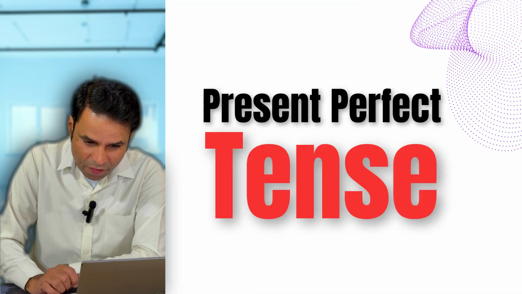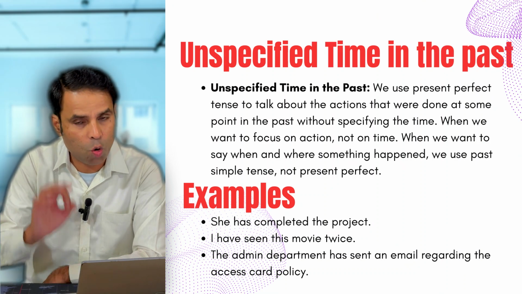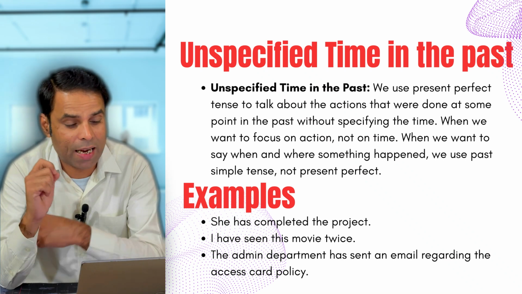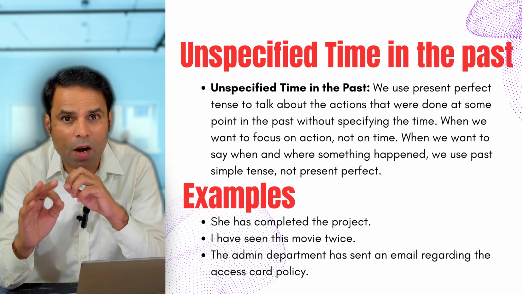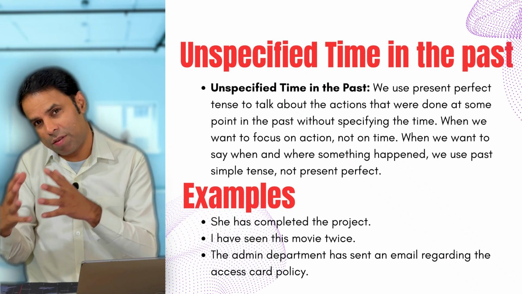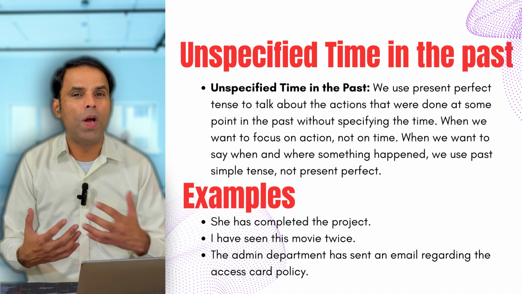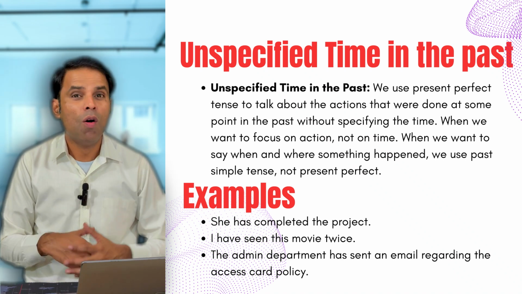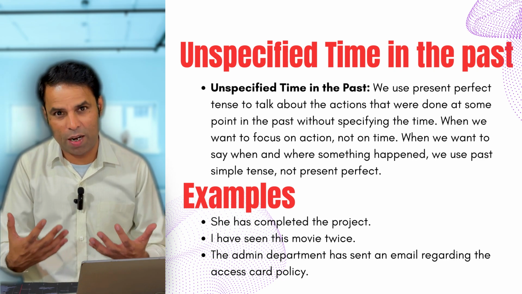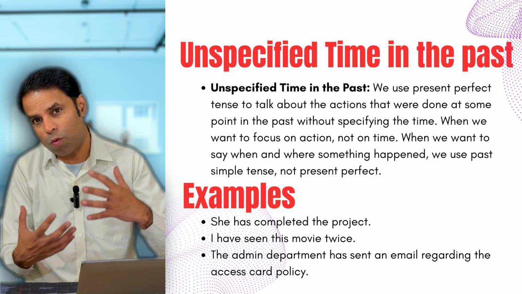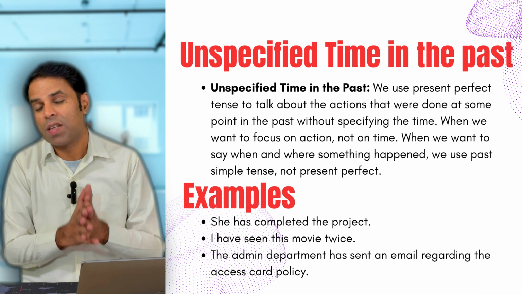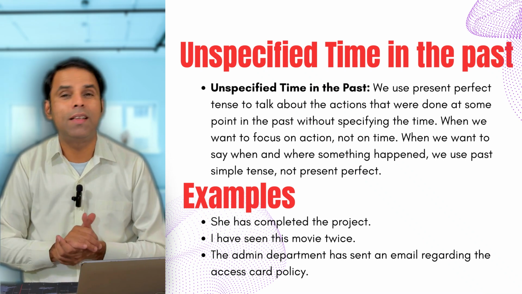The first usage of present perfect tense is that we use it to talk about actions that were done at some point in the past without specifying the time. Something that you did in the past, and you're talking about that action, but you're not mentioning when or where you did it. You're just saying that you have done something. Whenever you want to say when or where you did something, you do not use present perfect, you use the past simple tense.